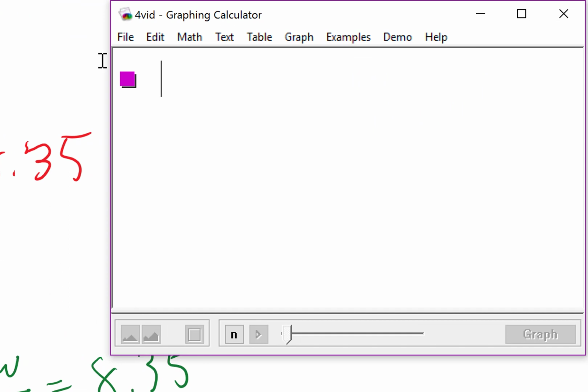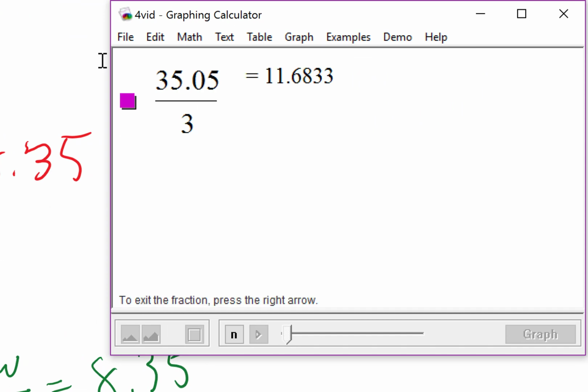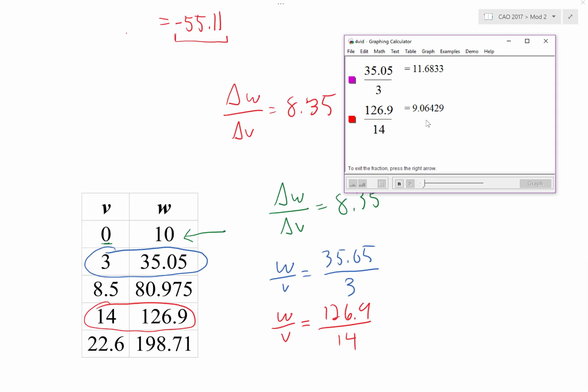So the first ratio has a value of 11.683. And the second ratio has a value of 9.06, roughly. So we see that the ratios of W to V actually vary if we pick different pairs of values.